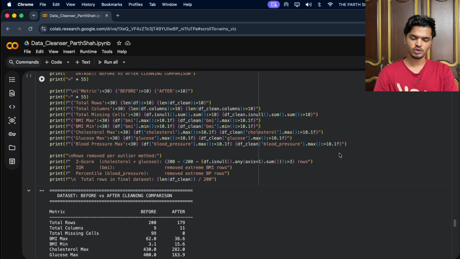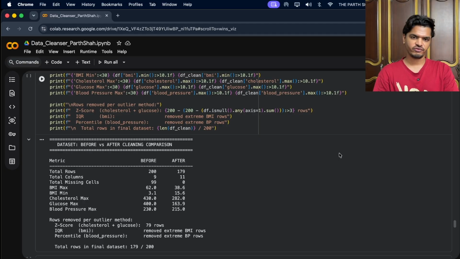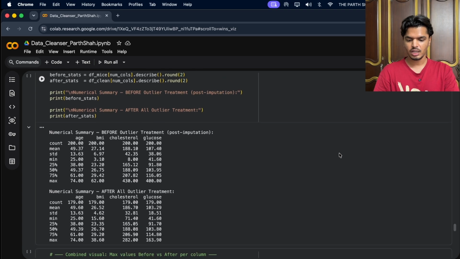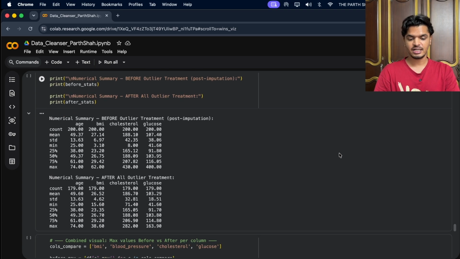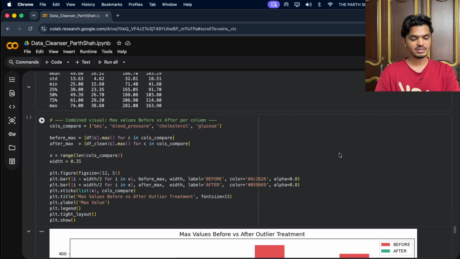Moving forward, here's the complete before versus after picture. Originally 200 rows, 99 missing cells, cholesterol max of 430, glucose max of 400, BMI max of 62 and blood pressure max of 230. After all cleaning, 0 missing cells, cholesterol max dropped to around 280, glucose max around 170, BMI max of 38, blood pressure max around 165. All values are now within clinically realistic ranges.